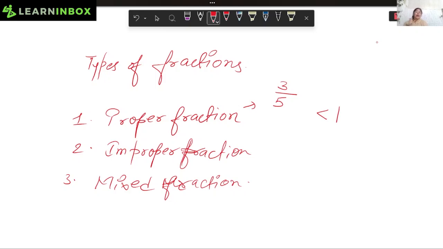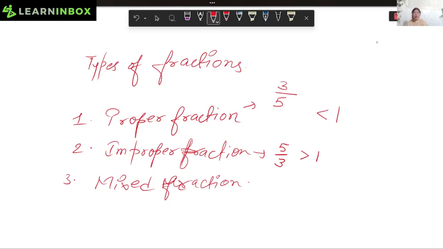Whereas if we talk about the improper fraction, it is that fraction in which the denominator is smaller than the numerator, or you can say the numerator is greater than the denominator. So 5 by 3 is an improper fraction, and it will be greater than 1, because if we divide 5 by 3, the answer will be somewhere around 1.6, so it will be greater than 1. So a proper fraction is always less than 1, and an improper fraction is always greater than 1.